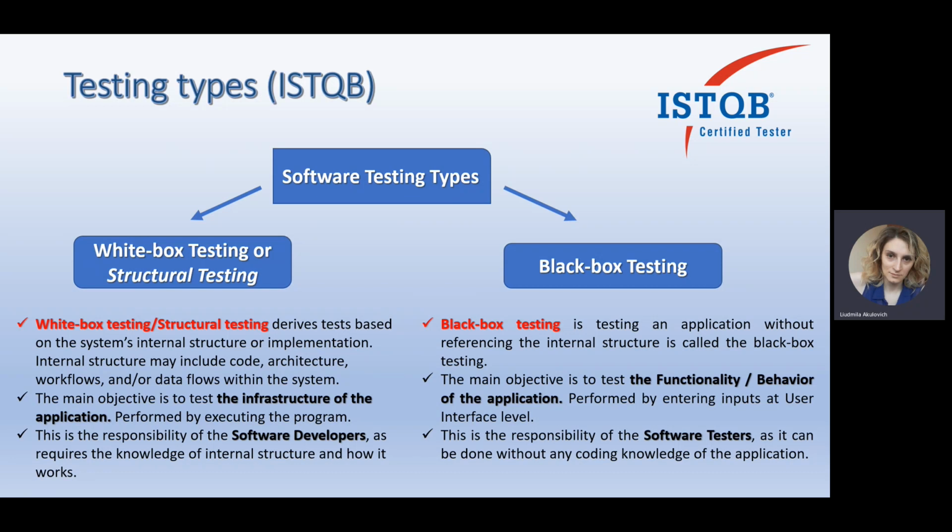White box testing is usually performed by software developers, as this type of testing requires knowledge of the internal structure and how it works. Vice versa, black box testing is testing an application without access to the internal structure, without knowledge of the code, so it can be performed by manual, functional software testers. And the main objective is to test the functionality, the behavior of the application. So it's usually performed by entering inputs through the user interface. We're using the interface. We do not go to the code.